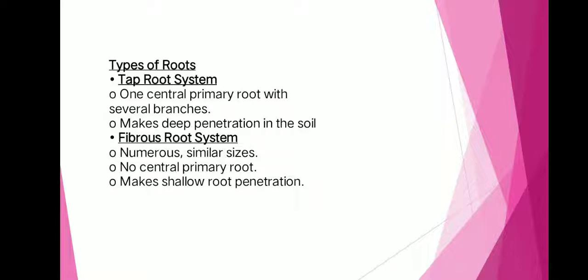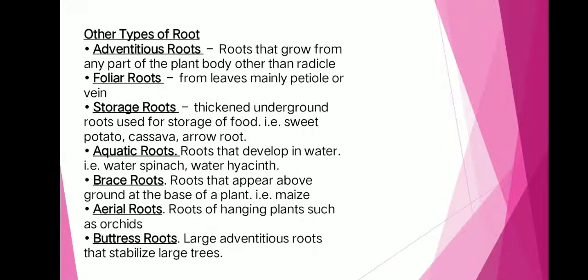Second is the fibrous root system. Numerous roots of similar size, no central primary root, makes shallow root penetration, the opposite of the taproot system. It is usually formed by thin, moderately branching roots growing from the stem. Other types of roots. Adventitious roots. Roots that grow from any part of the plant body other than the radicle. So adventitious roots are plant roots that form from any non-root tissues.